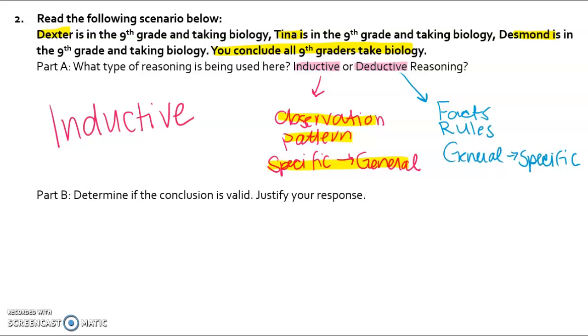Then we have to determine if this conclusion is valid. Is it true or false? Well, let's think. I see 3 people in 9th grade taking biology, so I conclude all 9th graders take biology. Well, if you think about it, are there any other students that could take biology?